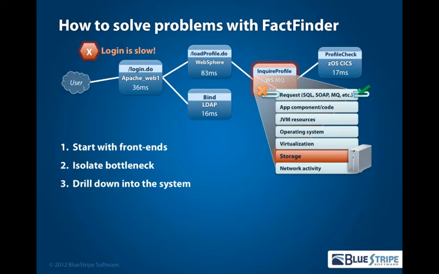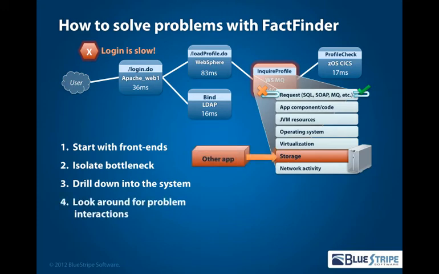Third, once you've identified the bottleneck, FactFinder enables you to drill down into the system to look at all the components of the application and all the other processes running on that box, and then go even deeper, looking at the operating system, virtualization, storage, even the network to see where the problem is.